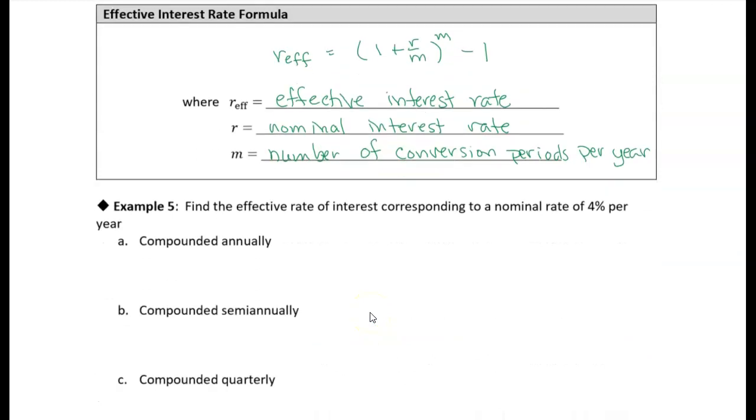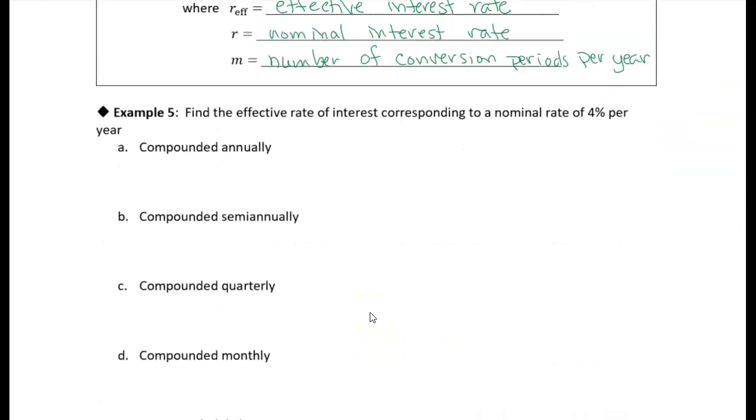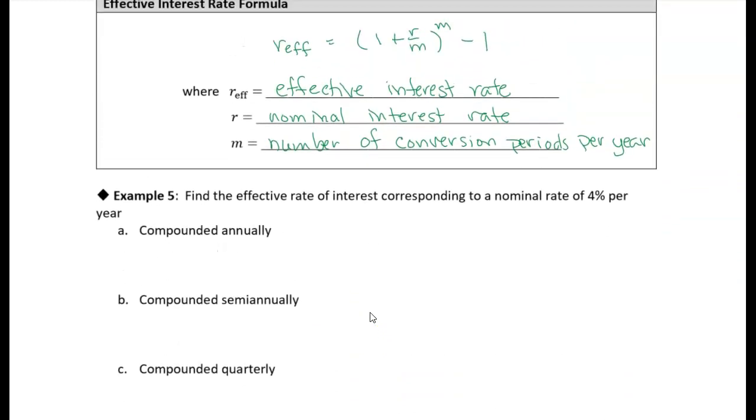All right, now let's look at example 5. Let me leave that formula up here as long as I can for the effective interest rate, because we're going to calculate some effective interest rates corresponding to a number of different compounding periods. All right, so we're looking for the nominal. We've got a nominal rate of 4% per year, and we want the effective interest rate if it's compounded annually. So the effective interest rate, we're just going to use that formula.